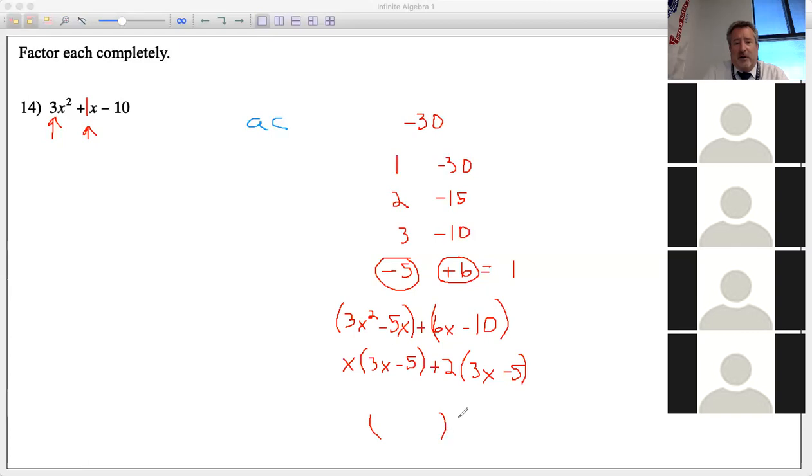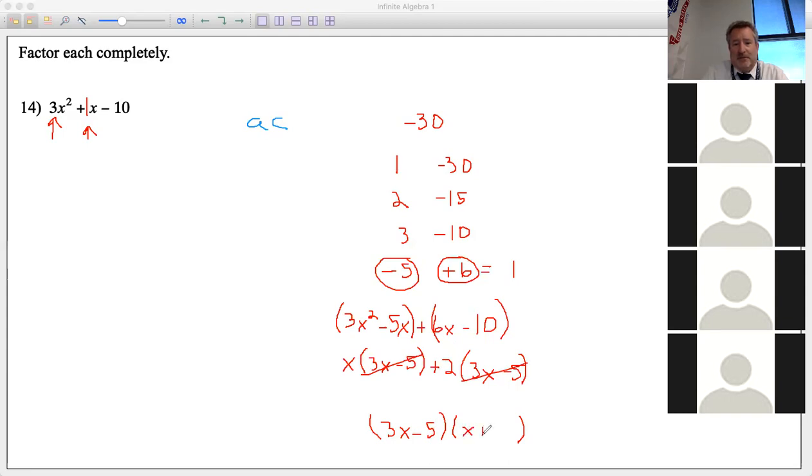Our final answer is, notice, in magic, this always happens. Remember, this will always happen if it's factorable. If it's not factorable, by the way, you will never get past this first step. So let's see, what's common inside the parentheses? 3x minus 5. So I took care of that. I took care of that. What's left? x plus 2.